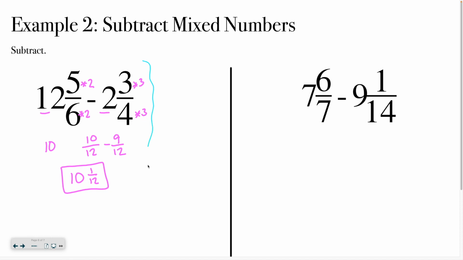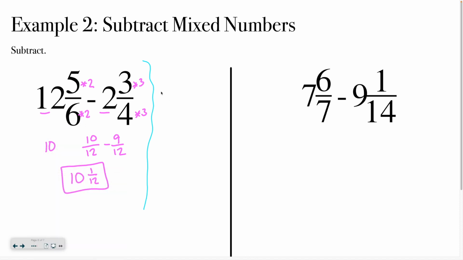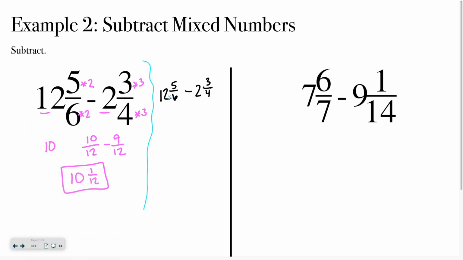So I'm going to rewrite that problem. I have 12 and 5/6 minus 2 and 3/4. Okay, so what you're going to do is convert these to improper fractions. So I'm going to say 12 times 6, which is 72, plus 5, so that's 77 over 6, minus, and then 4 times 2 is 8, plus 3 is 11/4.